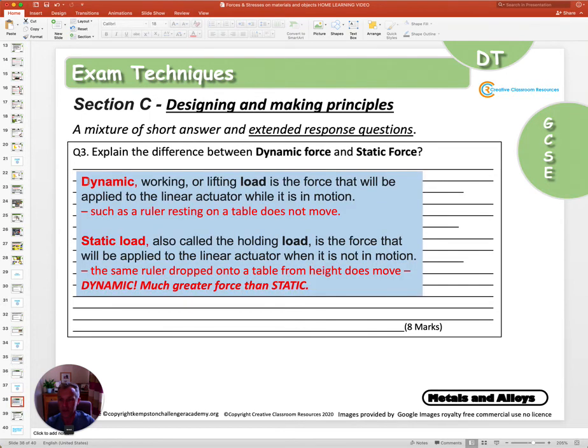Okay, so a dynamic force, working or lifting load, is a force that will be applied to the linear actuator, such as a ruler resting on the table. It does not move. A static load, this is holding the load, is the force that's been applied to a linear actuator when it's not in motion. The same ruler dropped onto a table from a height does not move. Dynamic, greater force than static. Okay, so remember, dynamic load is a load that's moving, static load is a load that's stationary.